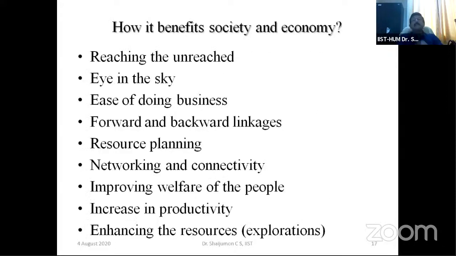So how does it benefit society and the economy? Through this technology, you can reach the unreached. If some person is in a very remote location, maybe you cannot access them through roads. Even now, certain villages in India don't have proper pakka roads. So in that sense, you can reach the unreached people and give services to them.